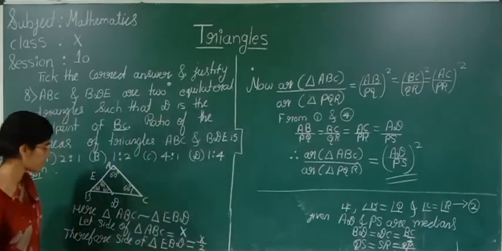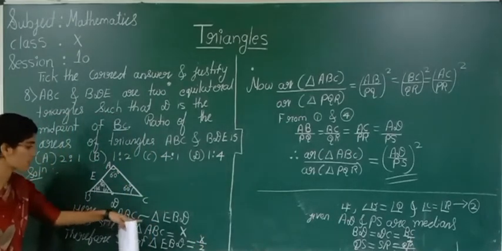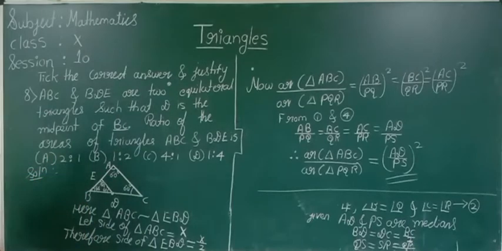Now we have to find the area of these two similar triangles.